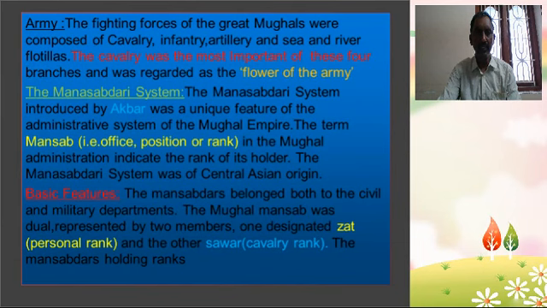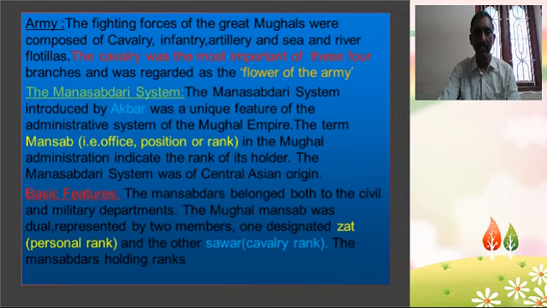Basic features of the Mansabdari system. The Mansabdars belonged both to the civil and military departments. The Mughal Mansab was dual, represented by two numbers: one designated Zat, meaning personal rank, and the other Sawar, cavalry rank.